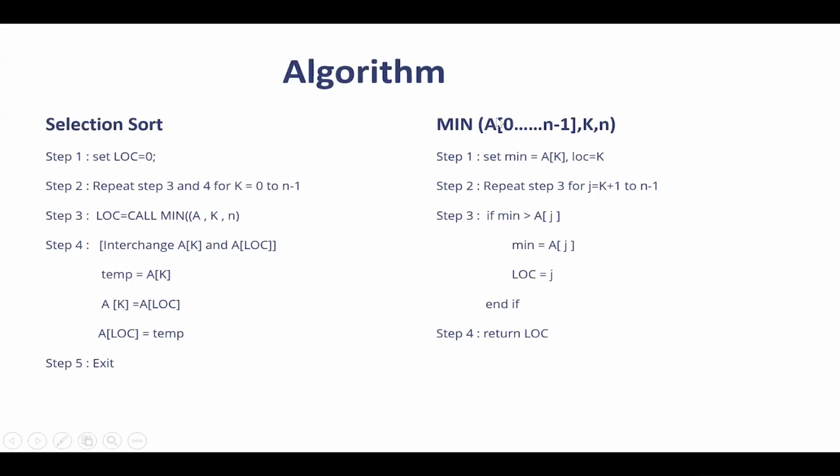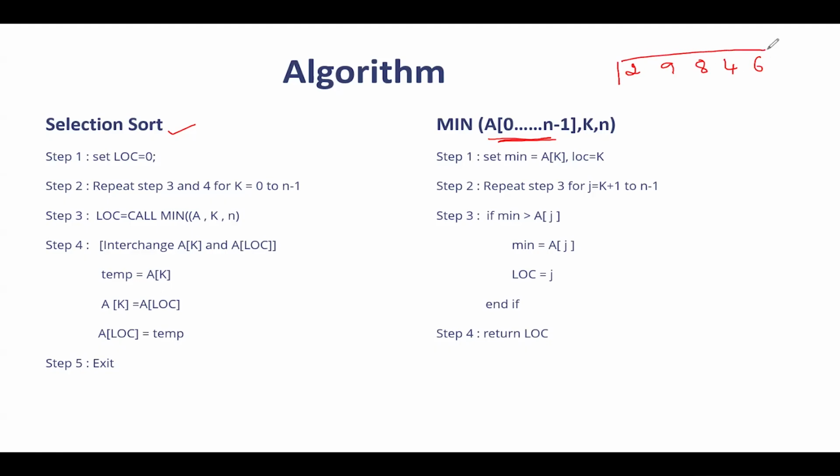So let us see the algorithm. As I told you, selection sort has two main parts: first is the selection sort algorithm itself, and inside that there is another part, which is finding the minimum value. Initially I will set the location as 0. Let me take one example: 2, 9, 8, 4 and 6.